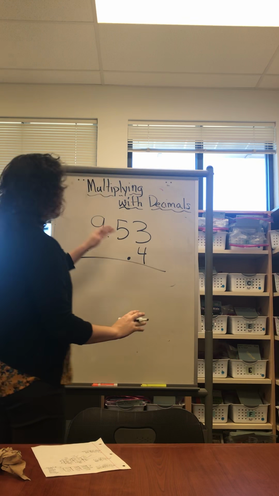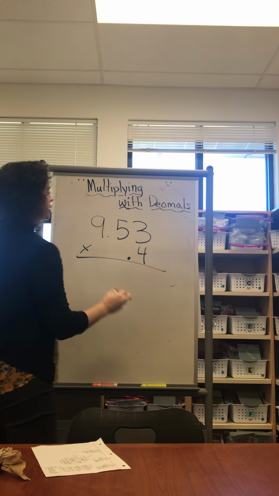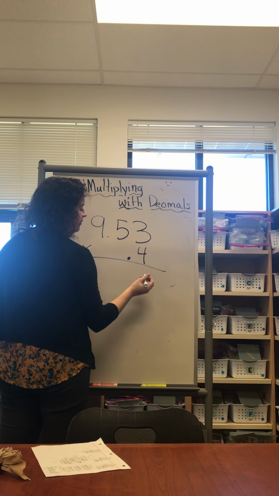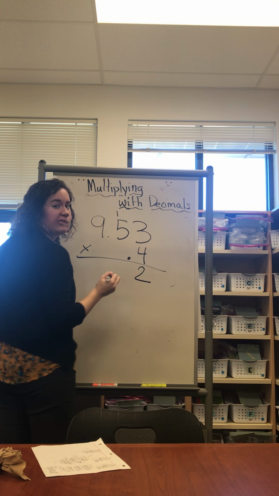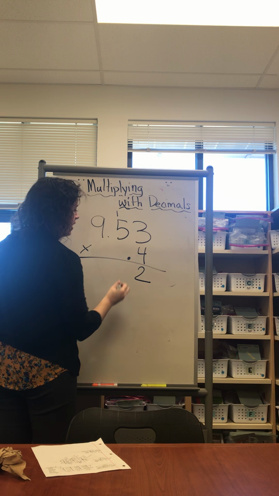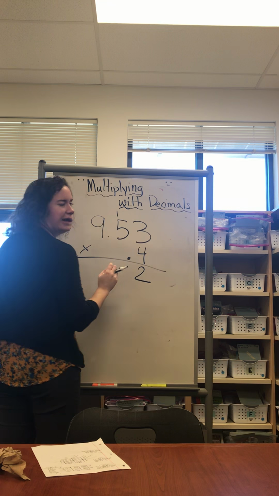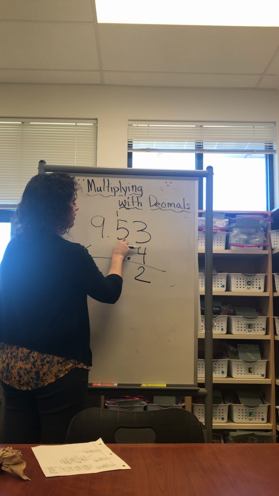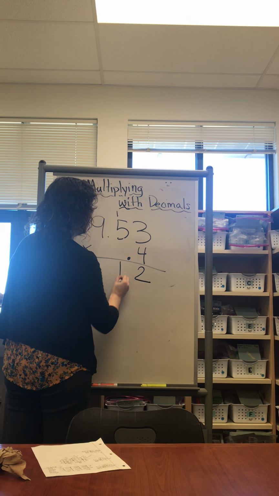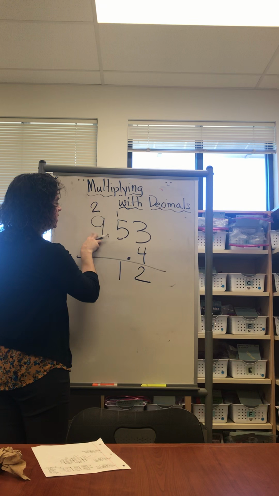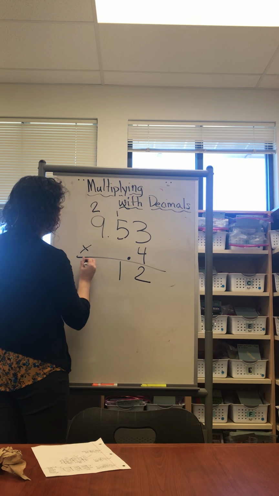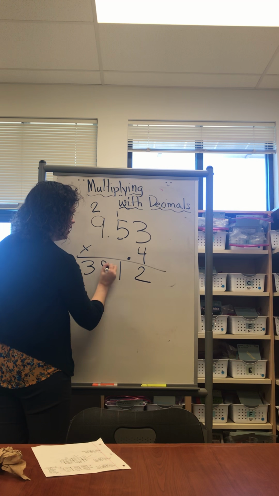The first thing I do is I do what? Forget the decimal. I just go ahead and I take care of my math first, okay? So 3 times 4 is 12. Carry that 1. 4 times 5 is 20. Oh, sorry, not carry it. I need to add it in. 4 times 5 is 20, plus 1 more is 21. Carry that 2. 4 times 9 is 36, plus 2 more is 38.